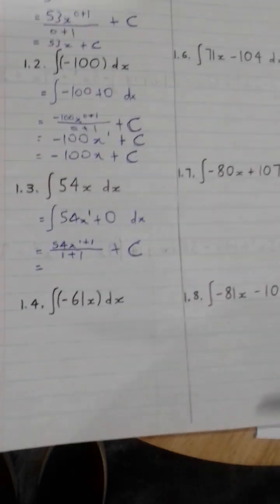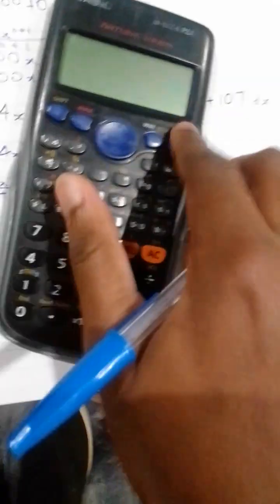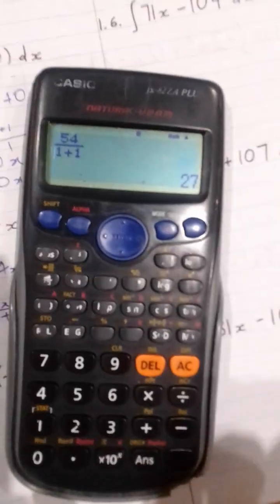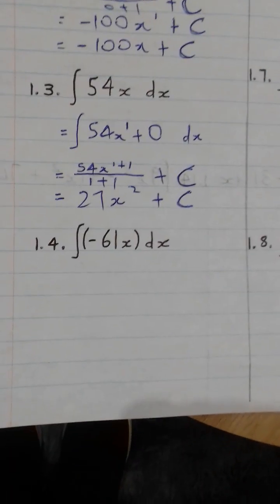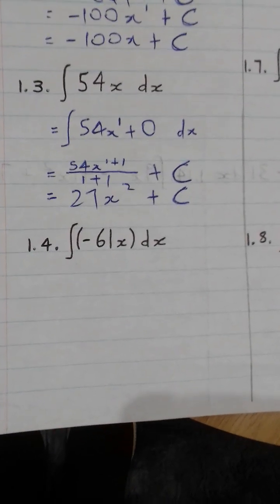Okay, this is where the calculator is necessary. 54 over 1 plus 1, 27. So this is 27 x, 1 plus 1 is 2, plus c. So the final answer is 27x squared plus c. Hope that is clear, and I hope that makes sense.